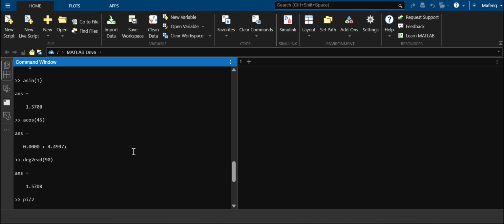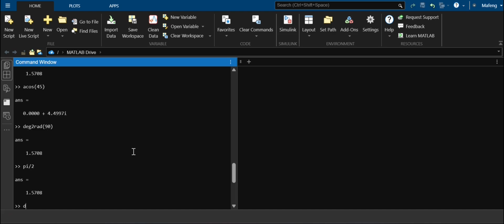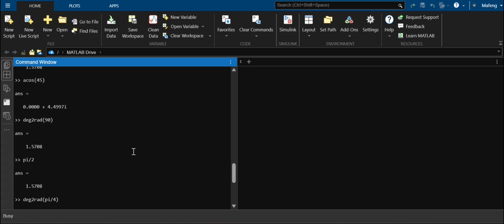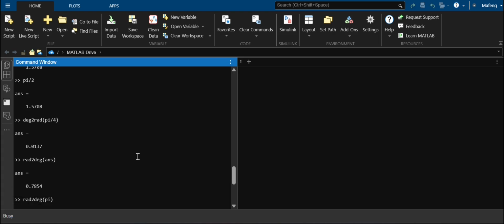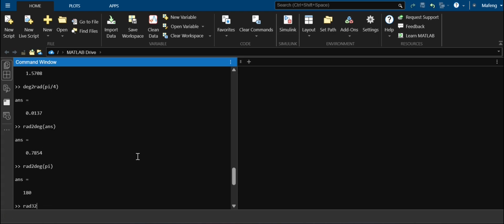So this is pi over 2. If you're converting to radians, let's say 45 degrees, it gives pi over 4. If you're converting from radians to degrees, you would use the rad2deg function. So radians to degrees, let's say pi, will be 180. Radians to degrees, pi over 2, will be 90.